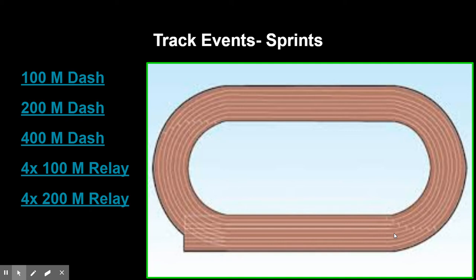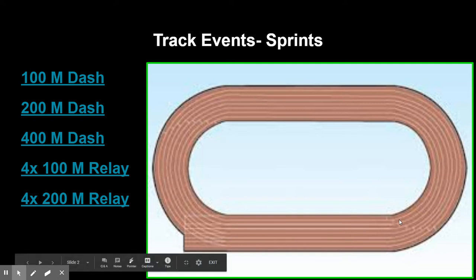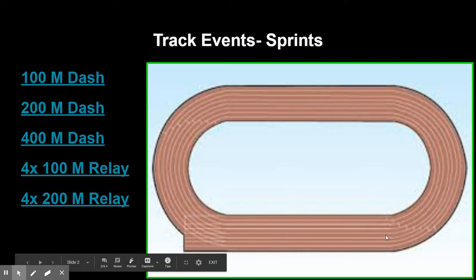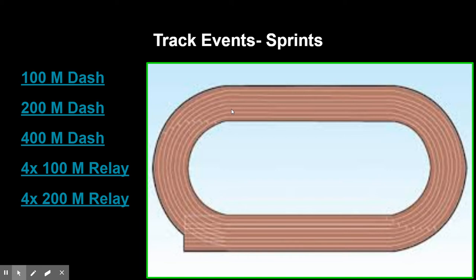The 4x200 meter relay is four people running a total of 2 laps. So again, we would start here. You would run a 200-meter dash to here and hand off. Then that person would run another 200-meter dash to here and hand off. Then another 200-meter dash to here and then hand off. And then another 200-meter dash to here for the finish.